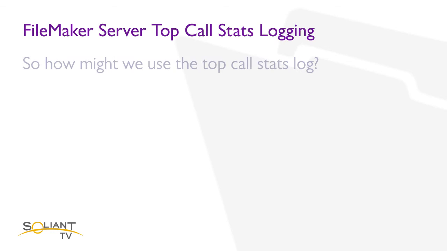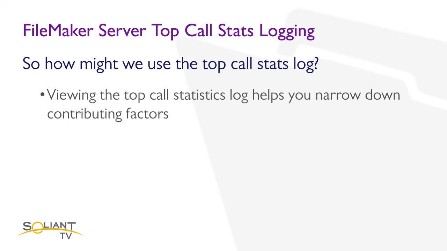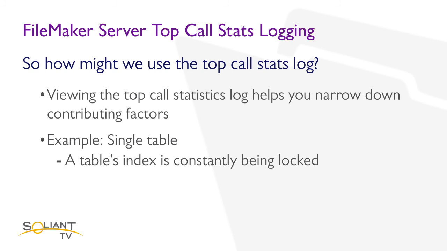So how might we use this top call stats log? The basic idea is that if FileMaker Server is performing slowly, and if the problem is with FileMaker Server or with a database file that's being hosted, the top call stats log will give you a better shot at narrowing down what the contributing factors are. So for example, if you have a single table that everyone is writing to or searching against, then you would expect to see a lot of calls that have to do with managing the locking of that table or the index.